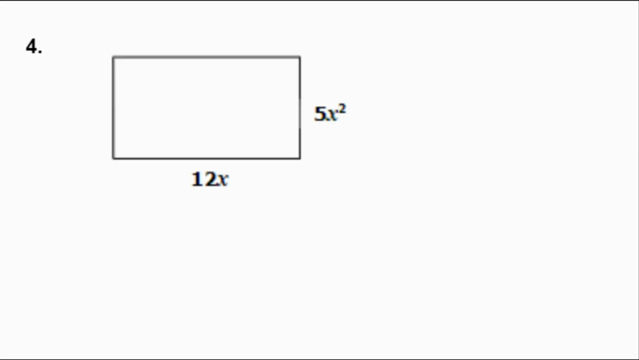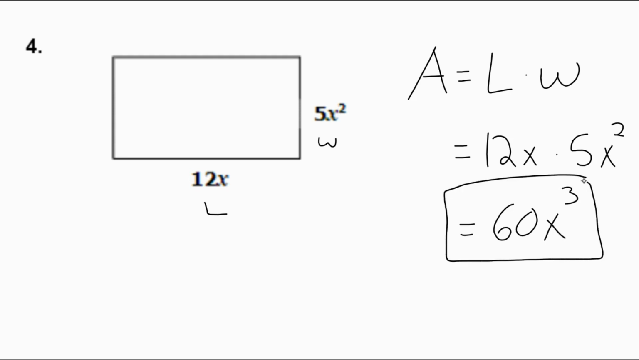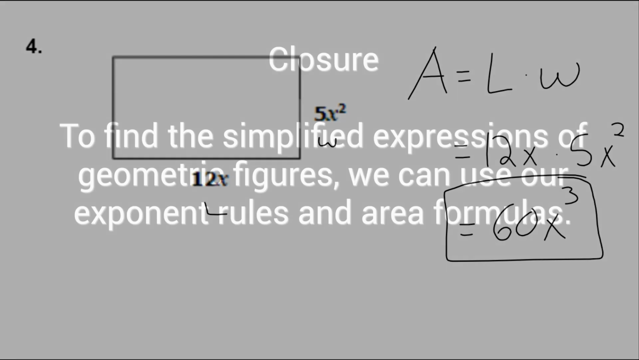And my last is a rectangle with side lengths 12x and 5x squared. I know area of a rectangle is length times width. So if I say my width is 5x squared and my length is 12x, I would have 12x times 5x squared. 12 times 5 is 60, and then x times x squared is x to the third. So the area of a rectangle with my side lengths is 60x cubed.